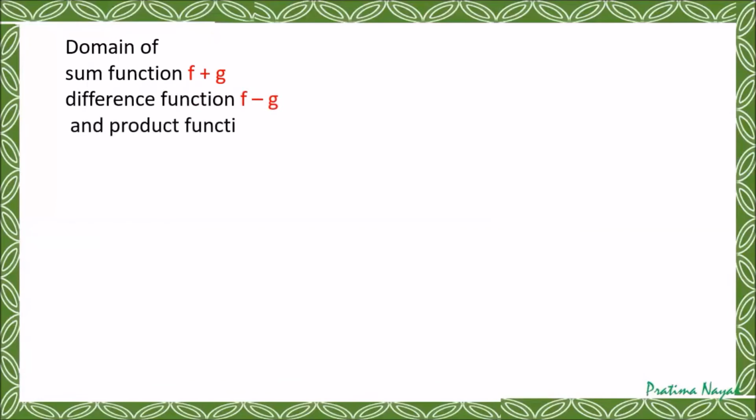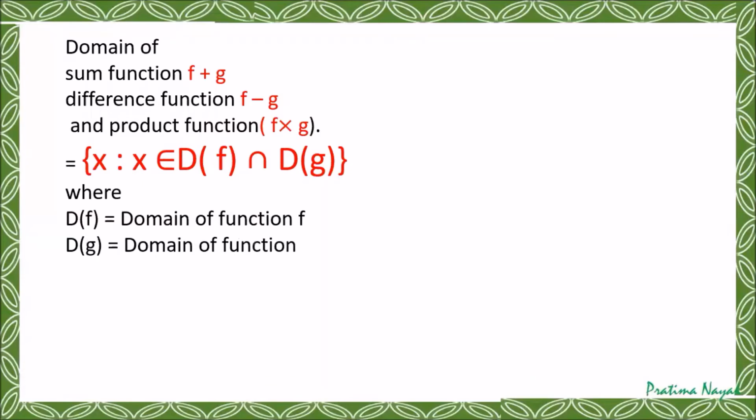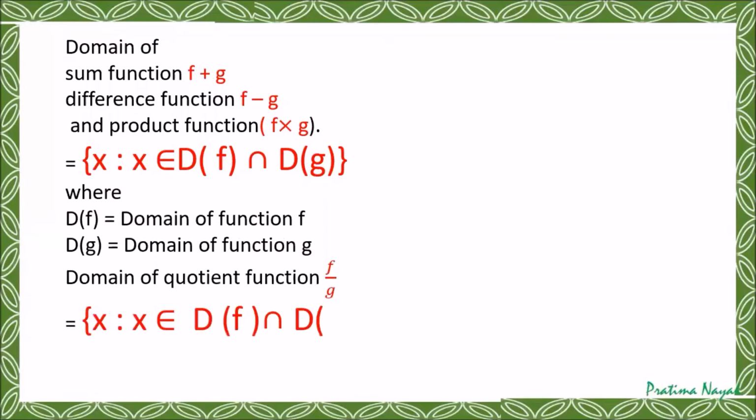Domain of the sum of functions, f plus g, or the difference f minus g, or the product f into g: the domain of the function is the intersection of the domains of f and g. And when it is the division f(x) by g(x), then it will be the domain of f intersection the domain of g, but where g(x) is not equal to 0, because you know that when g(x) is equal to 0, the function is not defined.